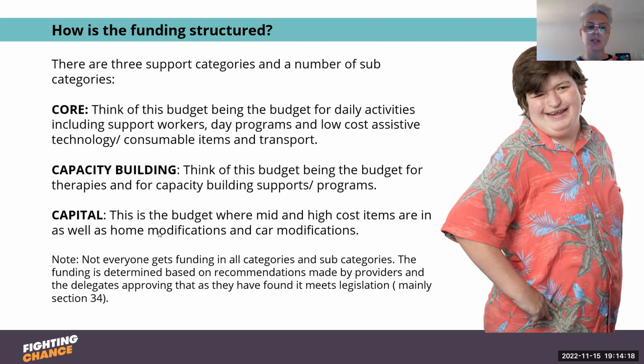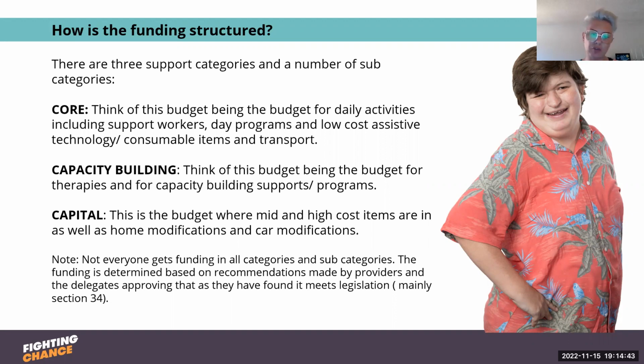And then the last budget is your capital budget. And that's where your mid and high cost assistive technology items are generally found, as well as funding for home modifications and car modifications. And it's not written there, but it also includes specialist disability accommodation. So that will be found in capital.